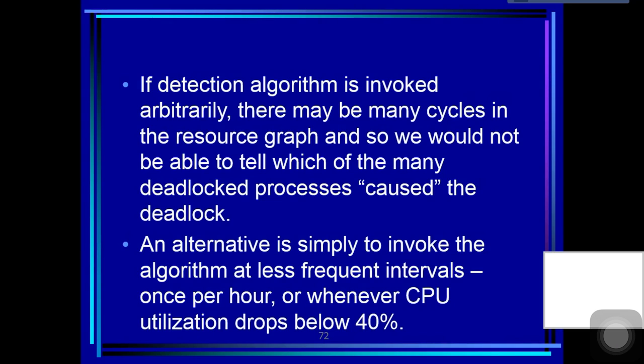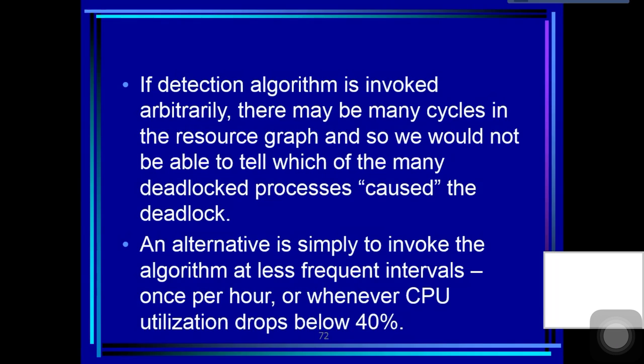Deadlock occurs only when some process makes a request that cannot be granted immediately. This request may be the final request that completes a chain of waiting processes. In the extreme, we can invoke the deadlock detection algorithm every time a request for allocation cannot be granted immediately. In this case, we can identify not only the deadlocked set of processes, but also the specific process that caused the deadlock.